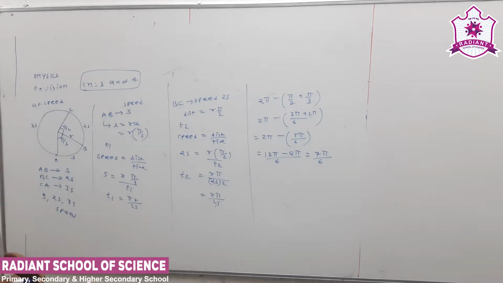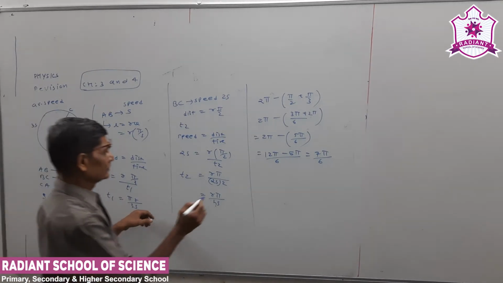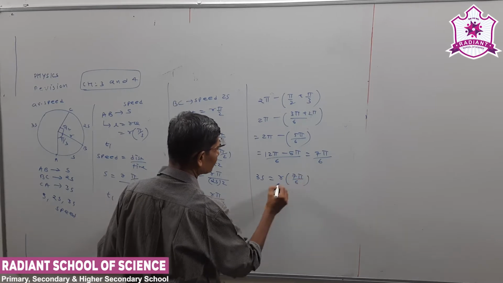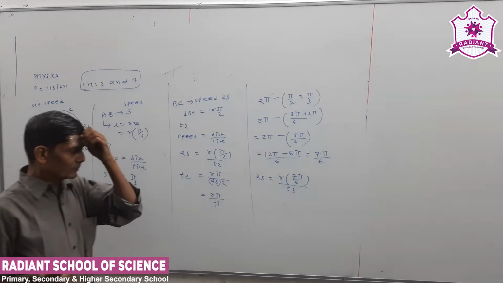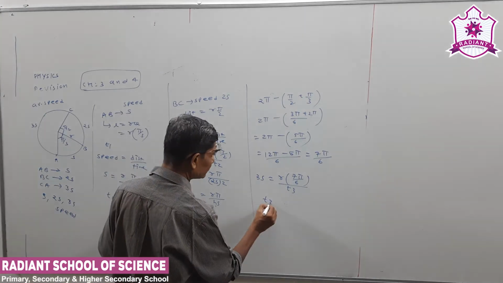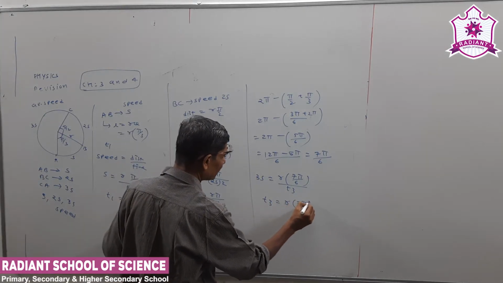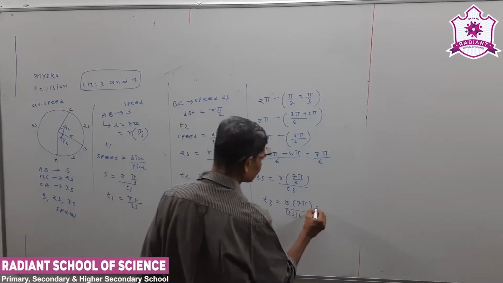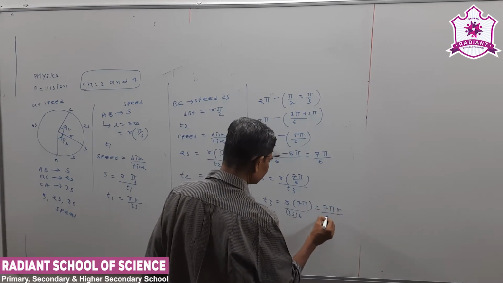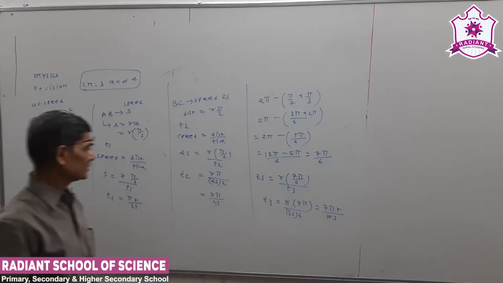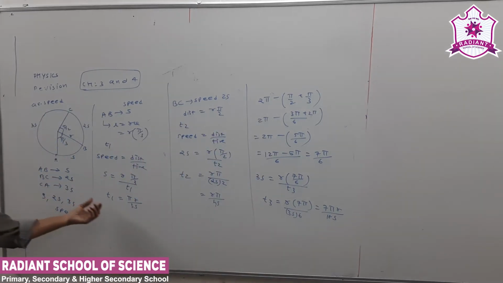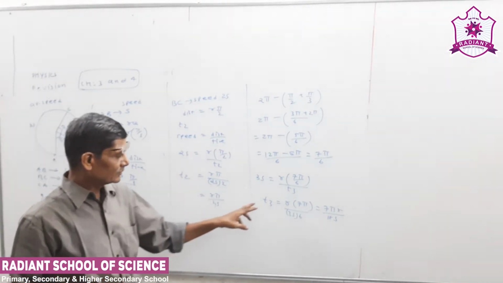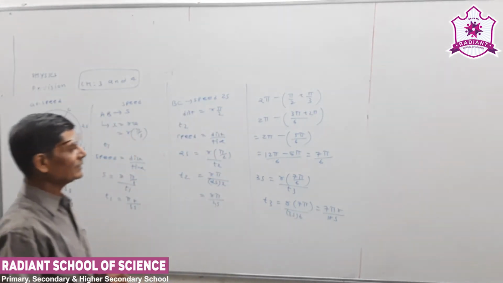Now see, the speed is 3s. The length of the arc will be 7 pi by 6 upon time t3. So t3 will be r into 7 pi upon 3s into 6, which is 18s. So the first time we obtained is t1 is pi r by 3s, second is pi r by 4s, and time t3 is 7 pi r by 18s.